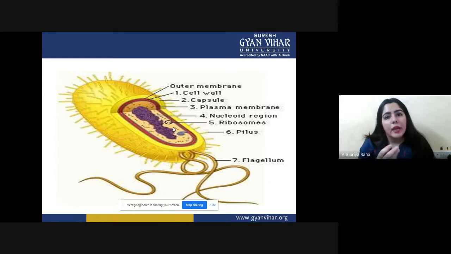So the nucleotide might give the code for the ribosome to make a special kind of protein. And if the special protein formation takes place, then only the cell performs its function. That's why the presence of ribosomes is very important.